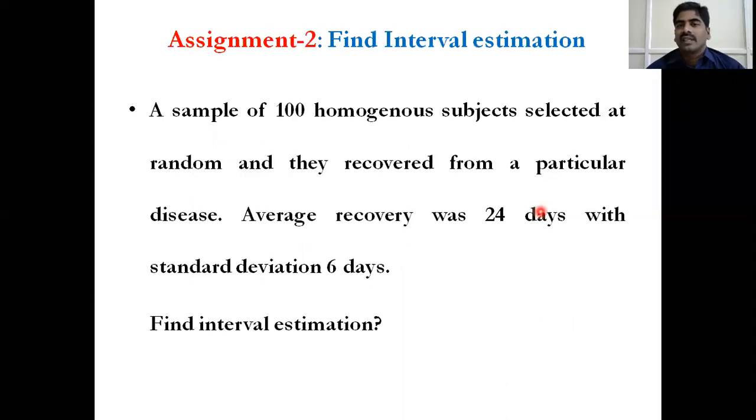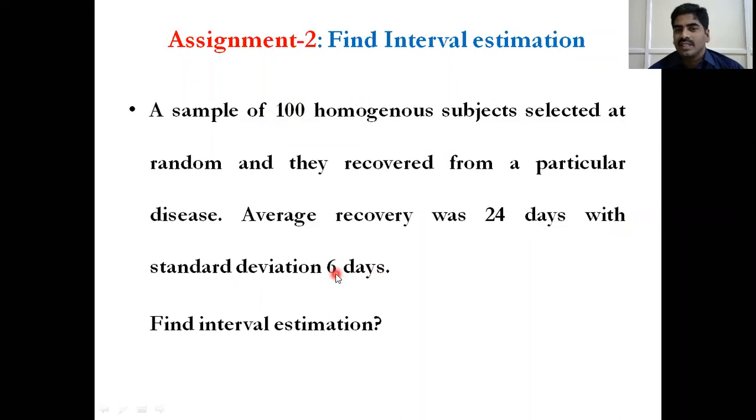So this is the second assignment. A sample of 100 homogeneous subjects selected at random recovered from a particular disease. Average recovery was 24 days. They recovered in 24 days. That is the average. The total sample size is equal to 100, with a standard deviation of 6 days.